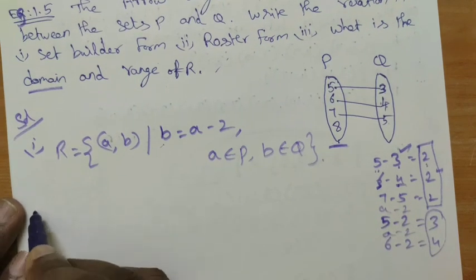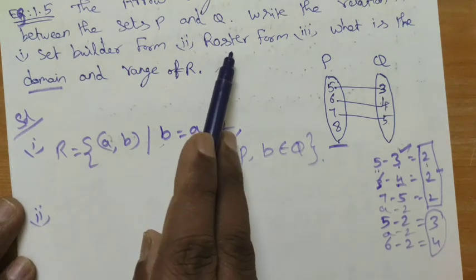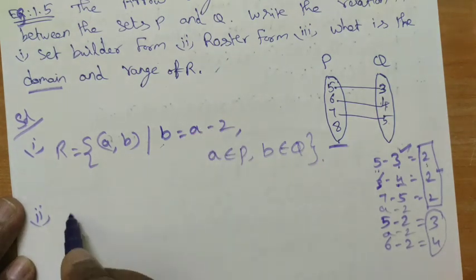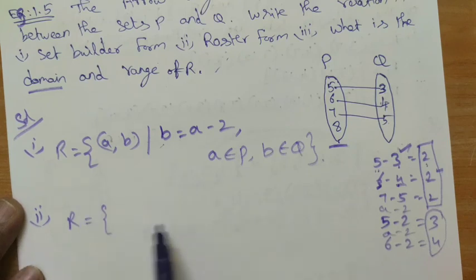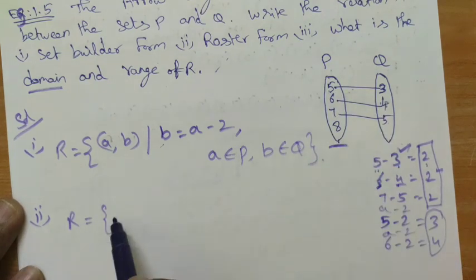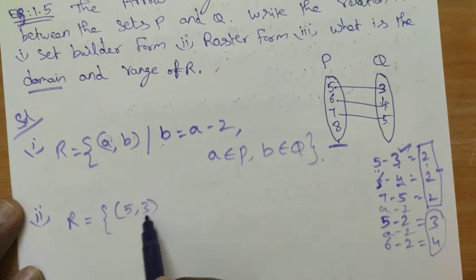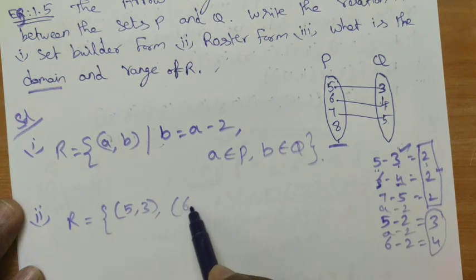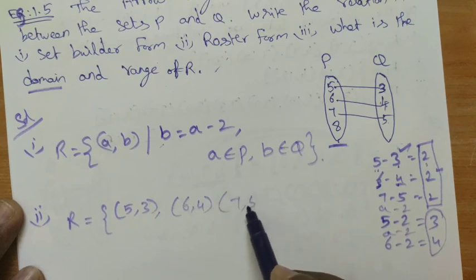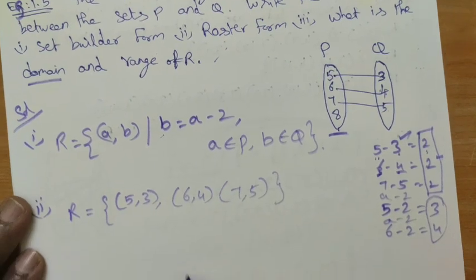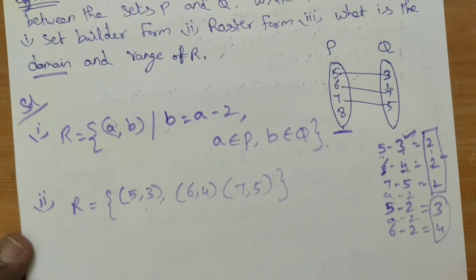Next we see the second Roman number. It is asking for the roster form, right? Let me take the same set as R, that is the roster form. 5 is mapping with 3. The roster form should be written as a set of ordered pairs: (5,3), (6,4), (7,5). These are the elements having mapping, so that is the ordered pairs.